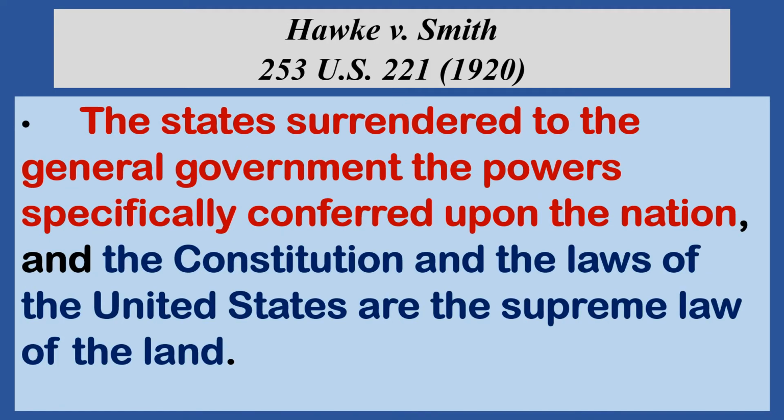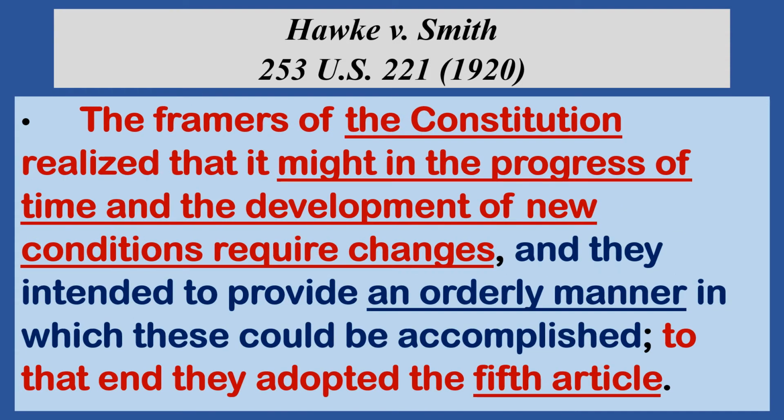The court goes on to say that the states surrendered to the general government the powers specifically conferred upon the nation, and the Constitution and laws of the United States are the supreme law of the land. The framers of the Constitution realized that it might, in the progress of time and the development of new conditions, require changes, and they intended to provide an orderly manner in which these could be accomplished. To that end, they adopted the 5th article.